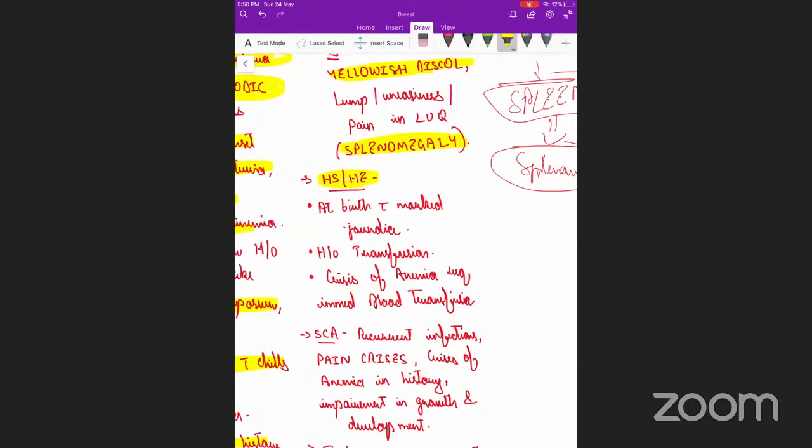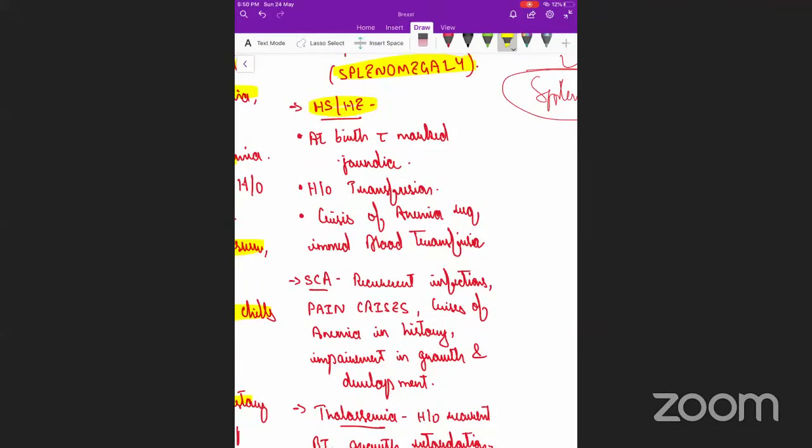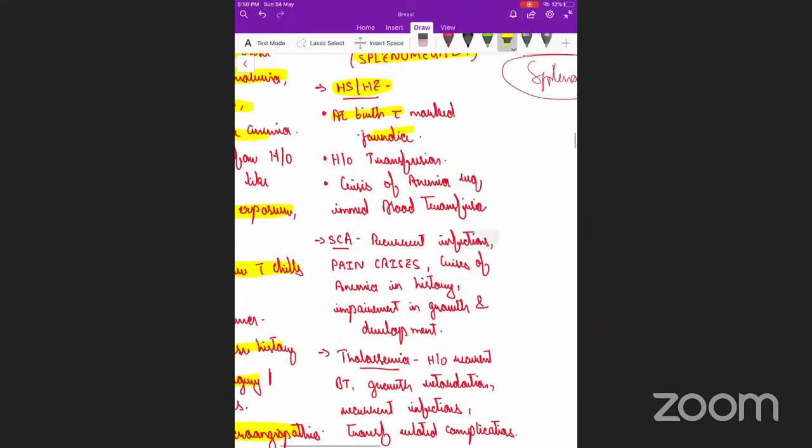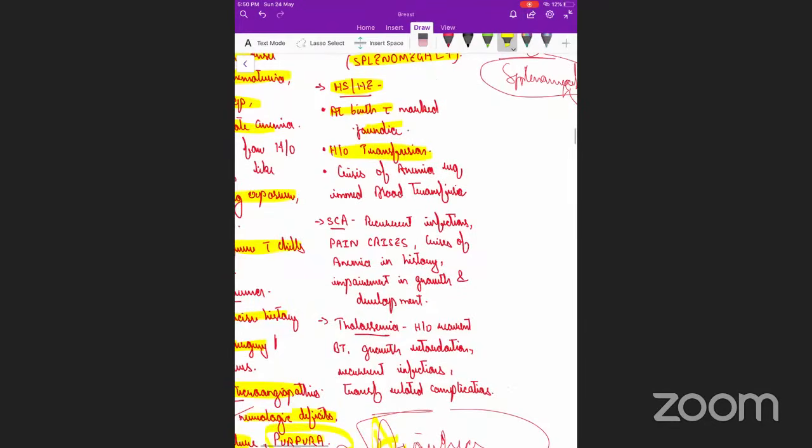Yes, hereditary spherocytosis and elliptocytosis, very good, Vaibhav. Spectrin, ankyrin mutation we can think of. Hereditary spherocytosis, depending on the severity, can present at birth with marked jaundice, or it can present later in life. Since most of them are transfusion dependent, there will be a history of recurrent blood transfusion, and they are prone to aplastic crisis.